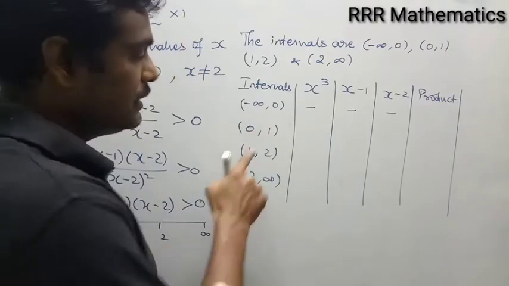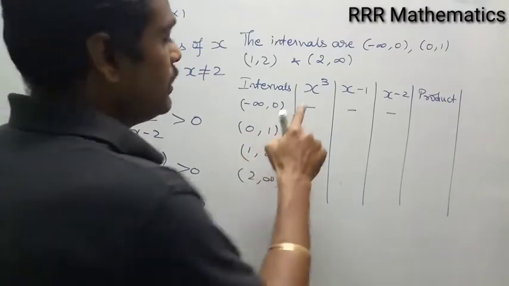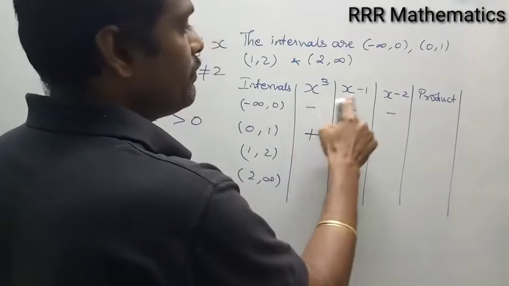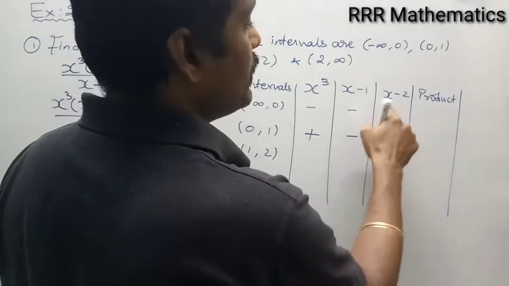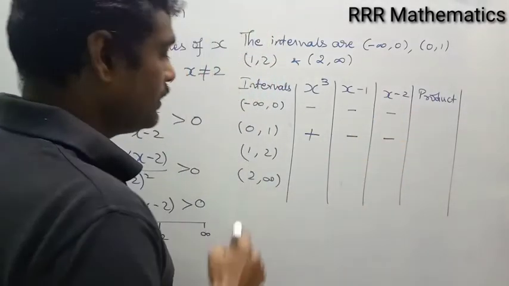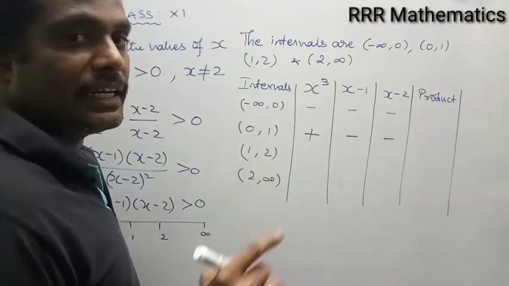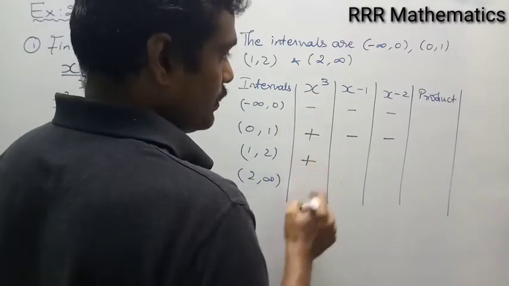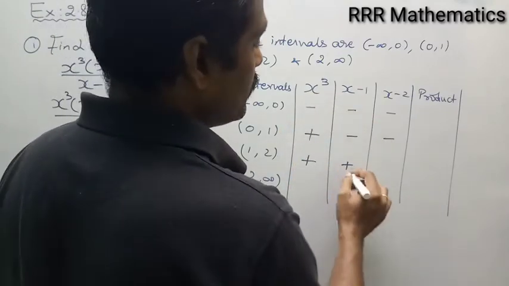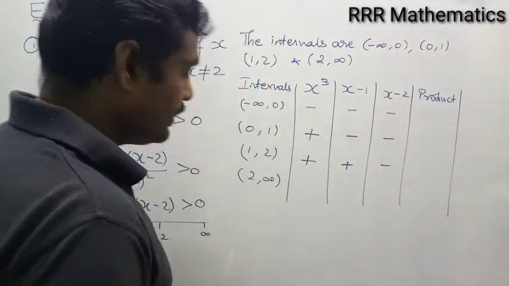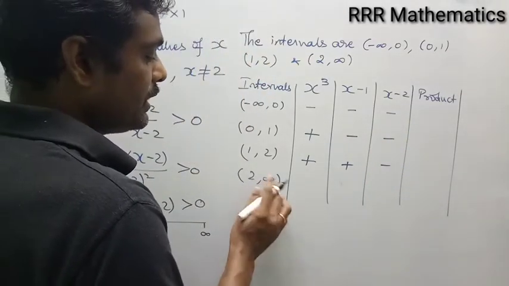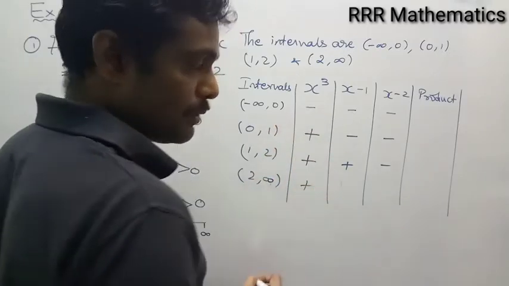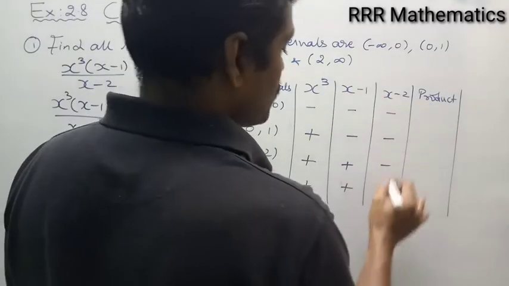Between 0 and 1 in this interval, I will select 0.5. 0.5 is positive. 0.5 into 0.5 into 0.5, that is positive. 0.5 minus 1 is negative. 0.5 minus 2 is negative. Got it? And similarly, between 1 and 2, you can select any value. I will select 1.5. 1.5 positive. Positive into positive into positive, positive. 1.5 minus 1 is positive. 1.5 minus 2 is negative. Got it? Between 2 and infinity, you can select any value. So I can select 3. 3 is positive. Positive into positive into positive, positive. 3 minus 1 positive. 3 minus 2 positive.